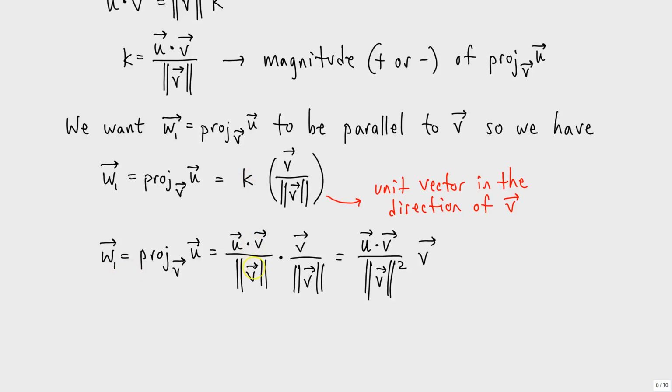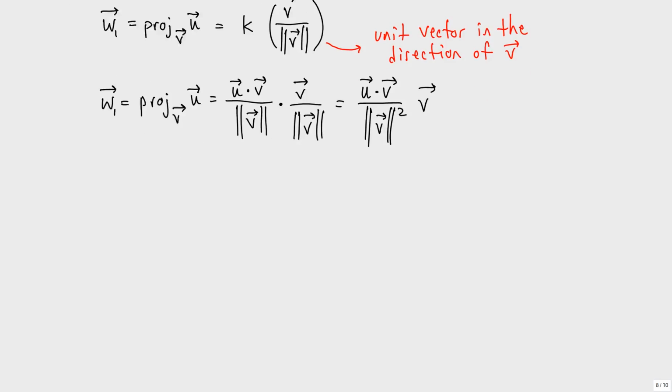So if we make a substitution for k, we get that the projection of vector u onto v is k, which is the dot product of u and v divided by the magnitude of v, times a unit vector in the direction of v, which is vector v divided by its length. Multiply those together, you get the dot product divided by the square of the magnitude of vector v times vector v. So the projection is a vector, and this is a formula for it.